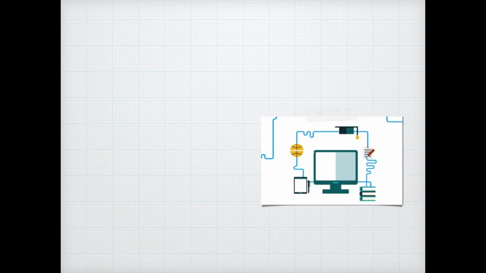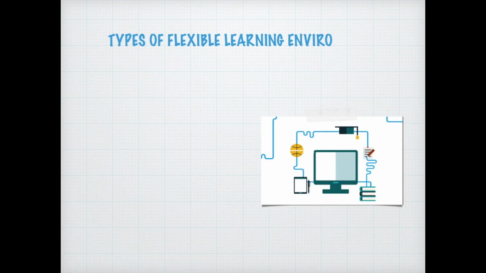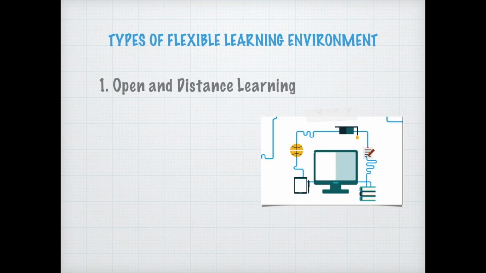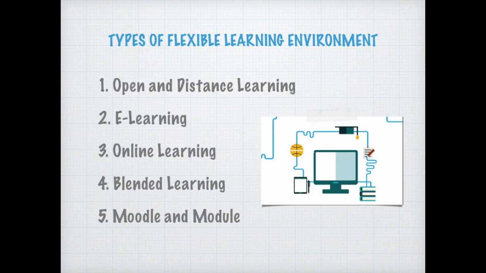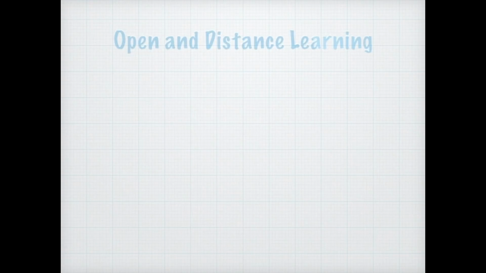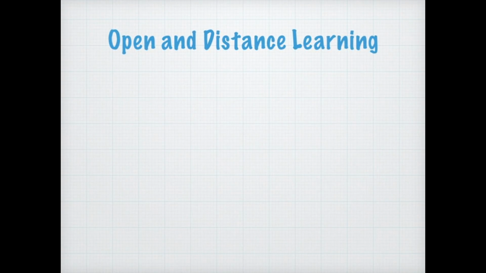There are types of flexible learning environment, and I can give you five. First is open and distance learning. Second is e-learning. Third is online learning. Fourth is blended learning. And fifth, the Moodle and Module. First is open and distance learning.